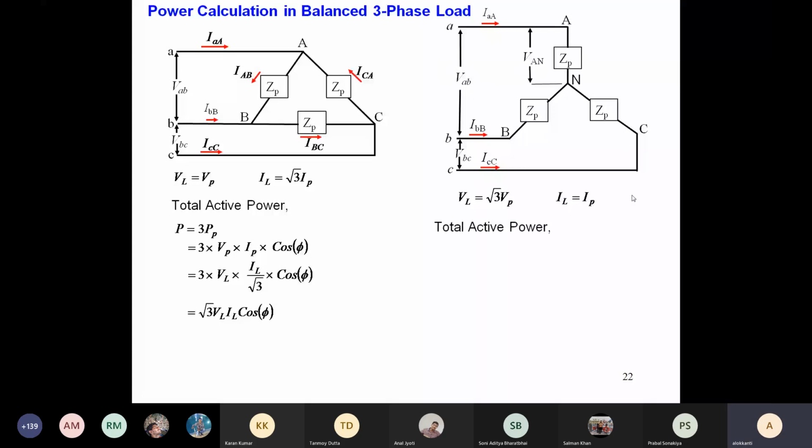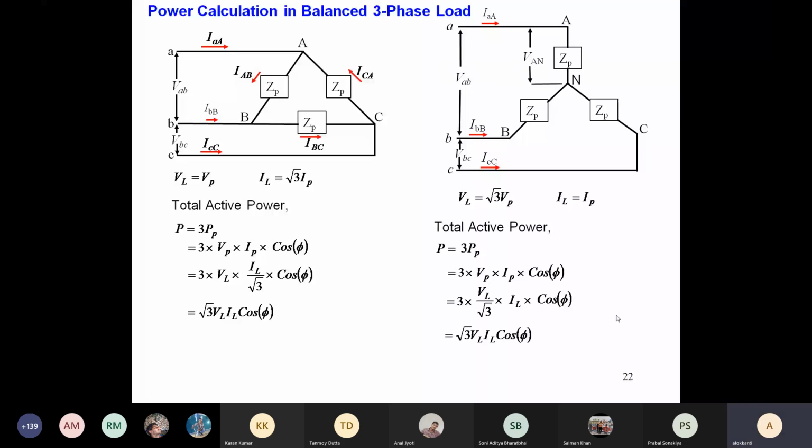Now if you compute the total active power, P equals 3 into the per phase power. So 3 into VP into IP into cos phi. Now VP is equal to what? VL by root 3. VL by root 3. IP is equal to IL and cos phi. So here also you see the formula comes out to be root 3 VL IL cos phi.